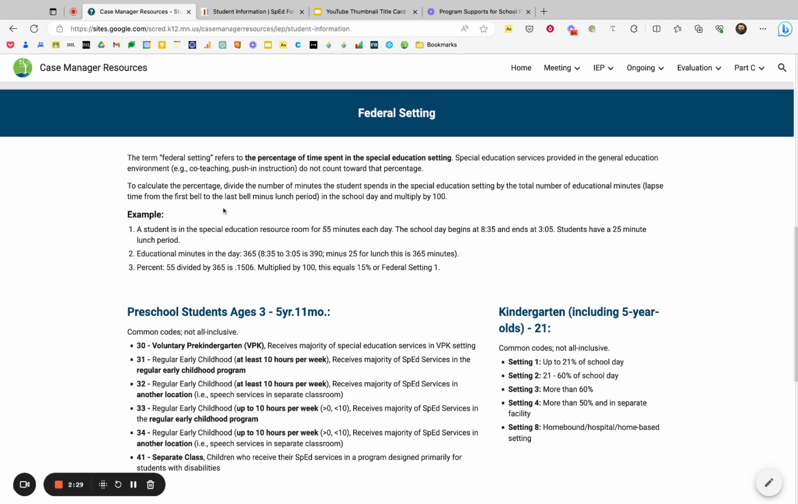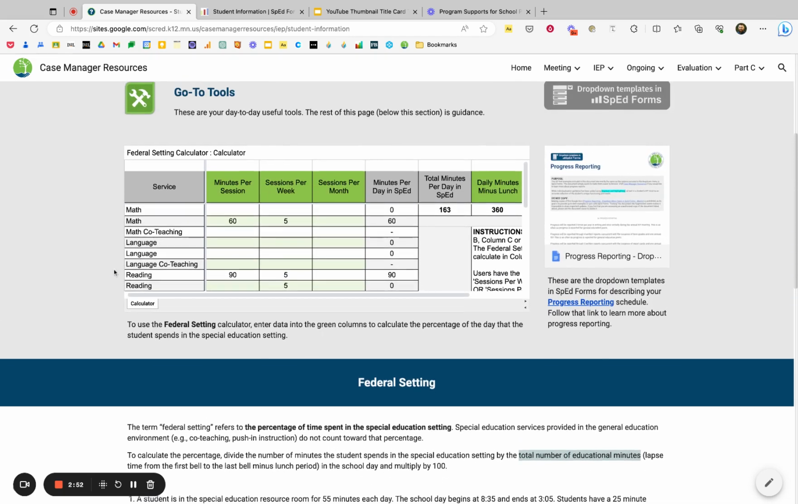This is just the time when they are essentially pulled out and removed from that general education environment. So we take the number of minutes that the student spends in that special education setting in the day and divide that by the total number of educational minutes, from the first bell to the last bell, minus the lunch period in the school day. That's how we calculate the federal setting.